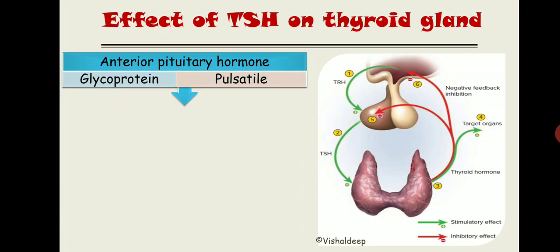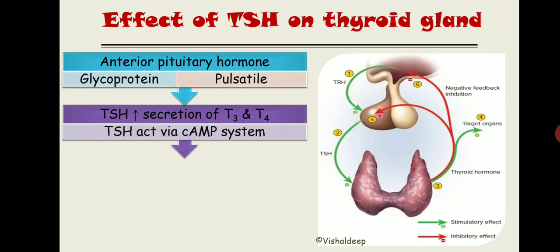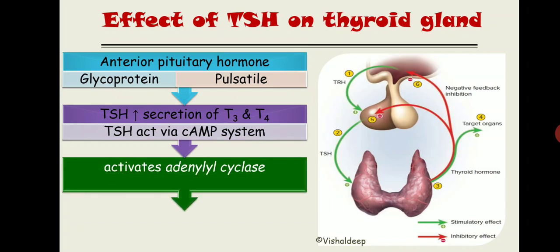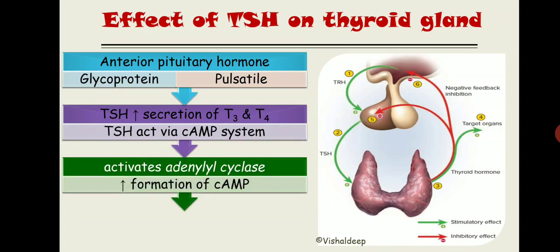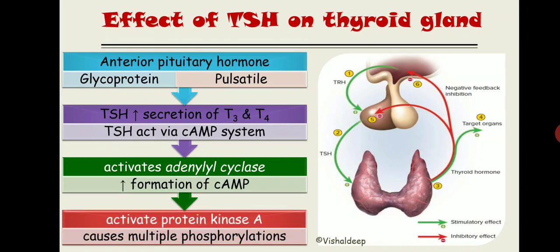Now once the TSH is inside the circulation, it goes to the thyroid gland, it will increase the T3 and T4. Now the mechanism of action of TSH is that TSH works via the cyclic AMP system. If you remember, once the cyclic AMP system is activated, it activates the adenylyl cyclase, then there is increased formation of cyclic AMP, it will activate protein kinase A and cause multiple phosphorylation of different things inside the cell. And this is already covered in receptor and signaling.